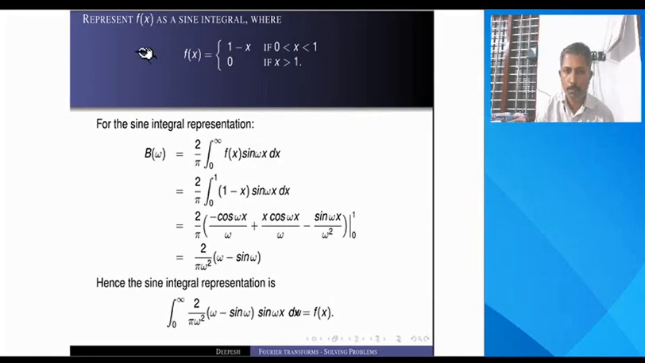Again another problem, you need to represent f of x as a sine integral, where f of x is again given in 2 branches: 1 minus x for 0 to 1, and beyond 1 it is 0. So ultimately you need to integrate only from 0 to 1, and the function is 1 minus x. So 1 minus x into sin omega x dx.